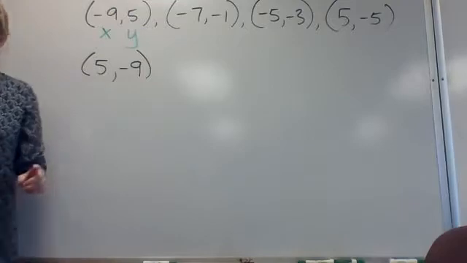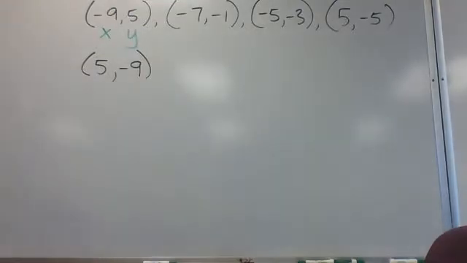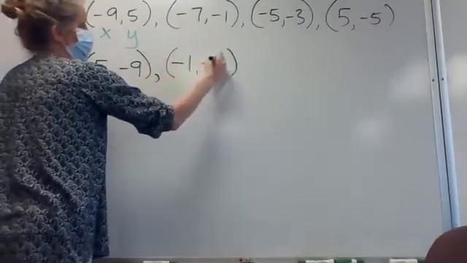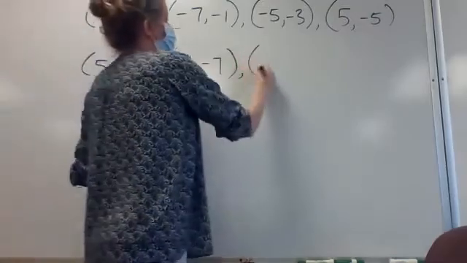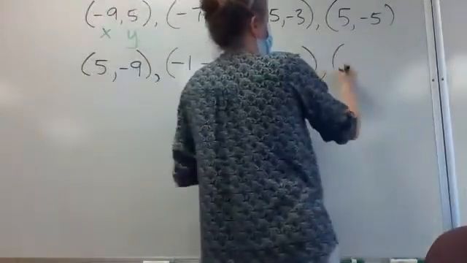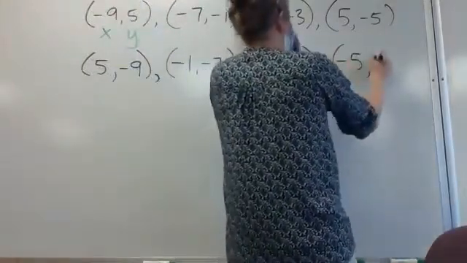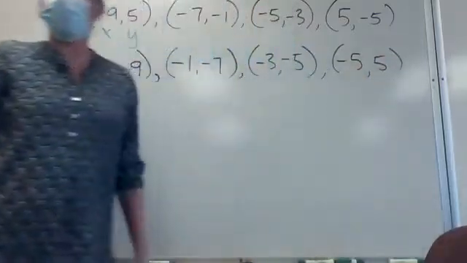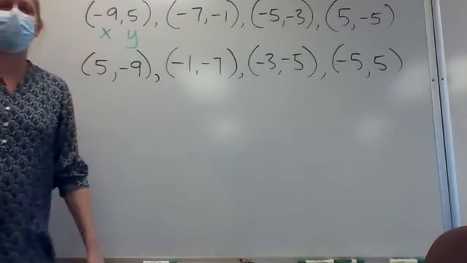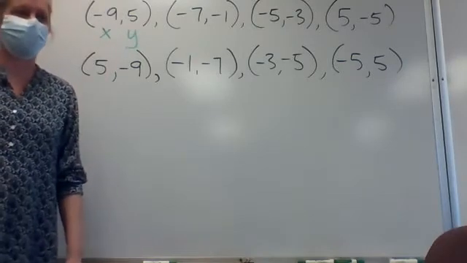Now, Math Lab is also going to say to put a comma in between your points. Then (-1, -7), comma, (-3, -5), comma, and (-5, 5). So all you're doing on a problem like number 1 is just rewriting the x and the y in the opposite spots.